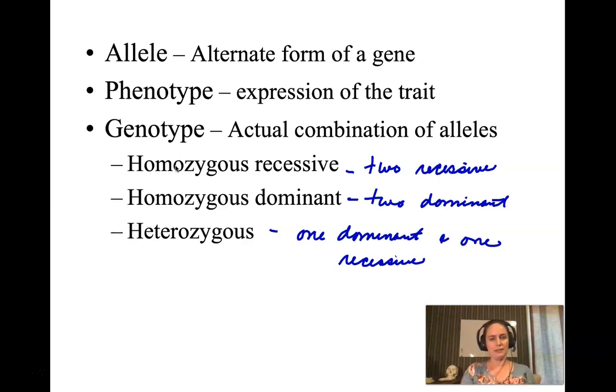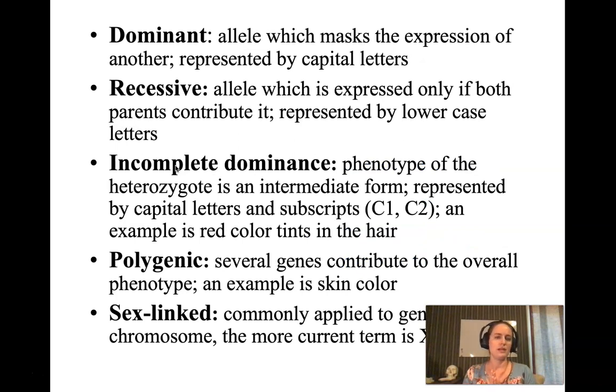Let me know if you need clarification on that in the discussion forum. So again, dominant, if you possess 1 or 2, it is dominant and it will be expressed in the phenotype. Recessive only can be shown if both copies of the allele are recessive.